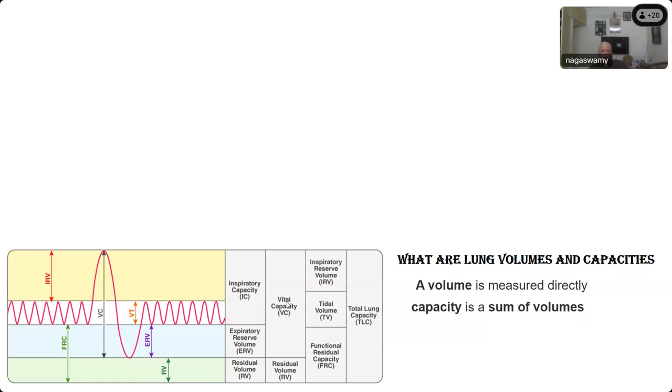Why have they given the term vital to this capacity? What is it vital for? In cases of emergency intubation, two or three vital capacity breaths are enough to fill the lungs. These terminologies are given by physiologists, not by anesthetists.